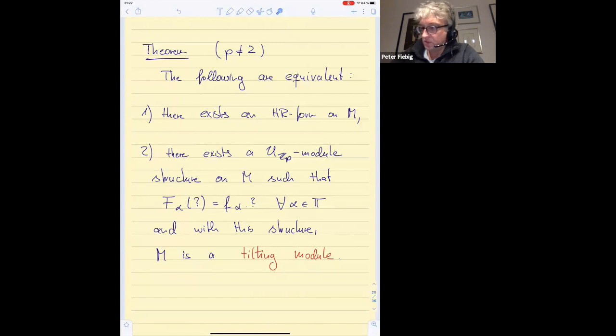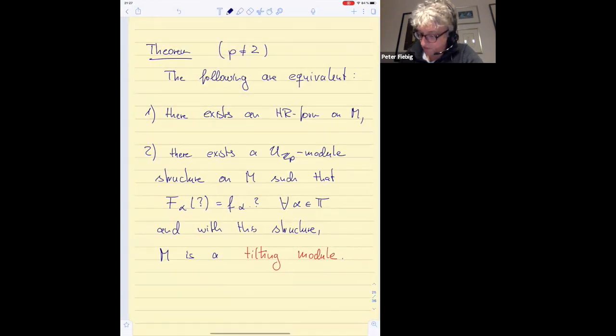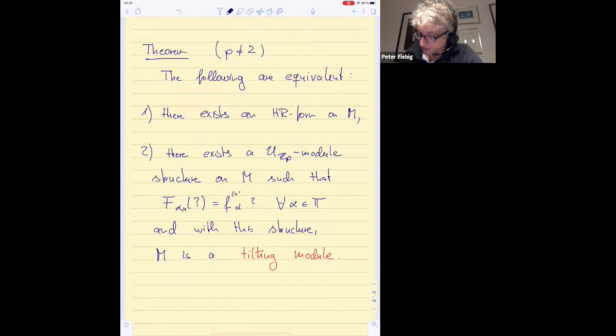I should have written here that if alpha n is this nth divided power, then with this structure, M is actually a tilting module. So in this way, you get tilting modules.